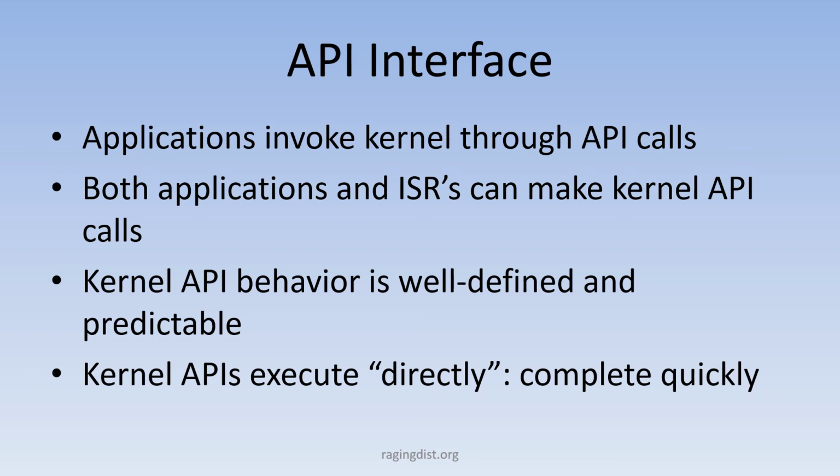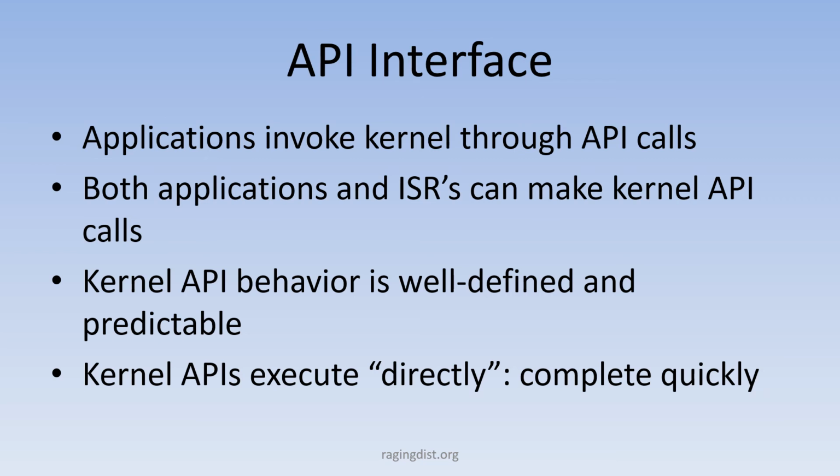Another feature of an RTOS is that it must have an API interface for applications, which is basically the code which runs at the task level. So this API interface, as I've said, must be for both applications or task level code and ISRs, not one or the other. The kernel API behavior must stand up to some sort of a contract which must be enforced according to the documentation at all times.